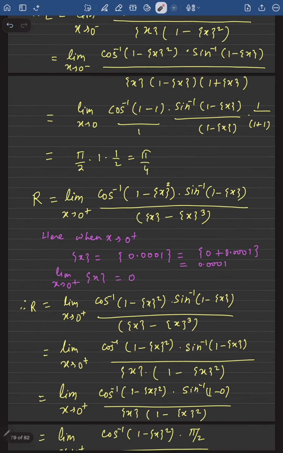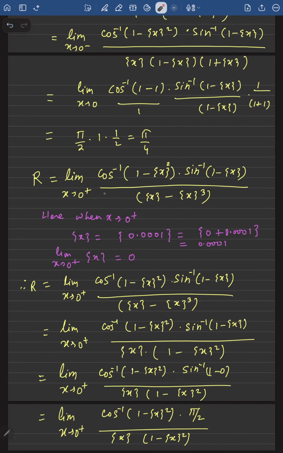Now come to the right hand limit. The limit as x tends to 0 plus of cos⁻¹(1 − {x}²) · sin⁻¹(1 − {x}) divided by ({x} − {x}³).